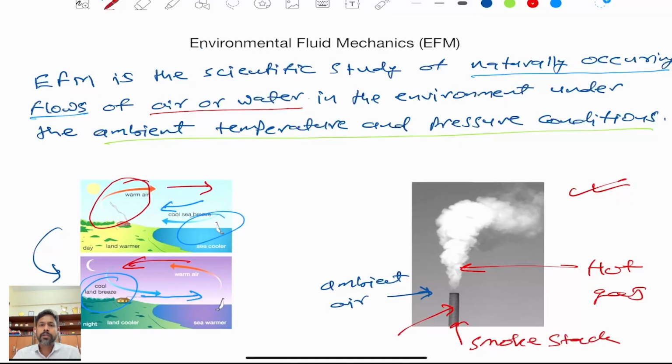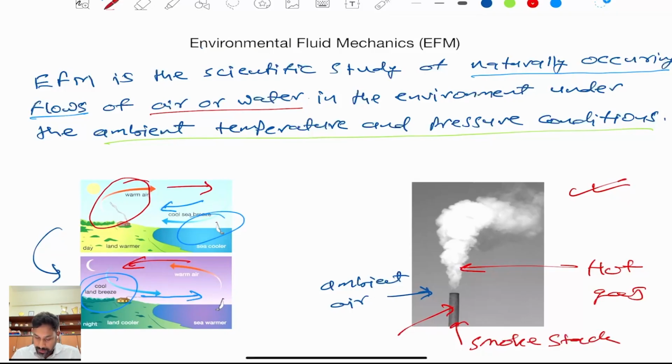Right, so when we talk about environmental fluid mechanics, we focus on fluid flow that is happening because of the density difference. And that density difference may be because of the temperature difference or concentration difference. So these are a few things we are focusing on here.